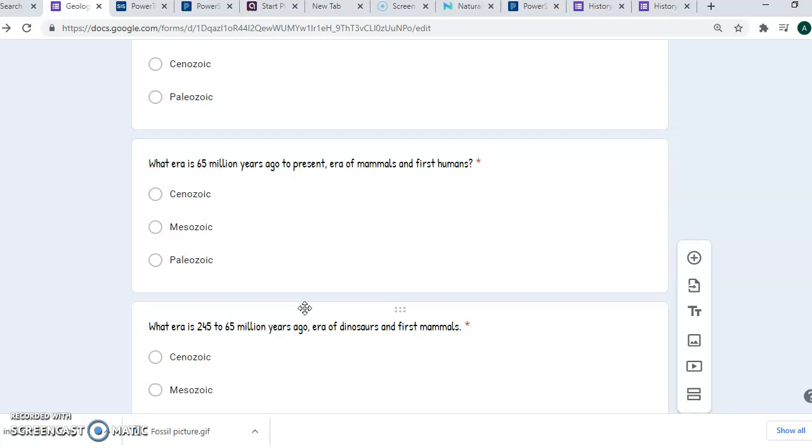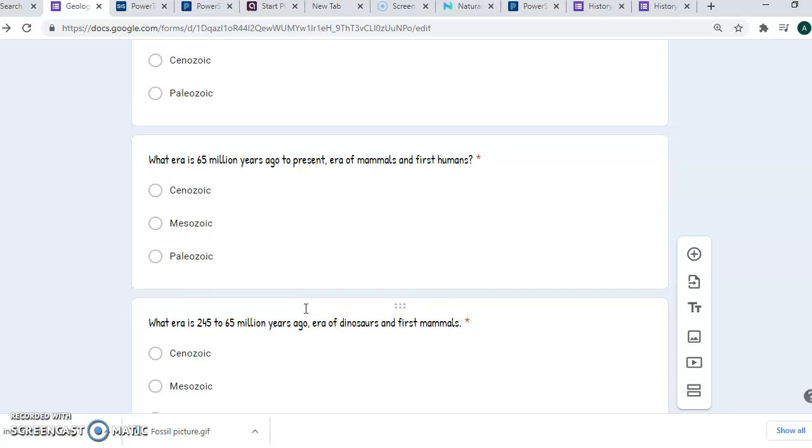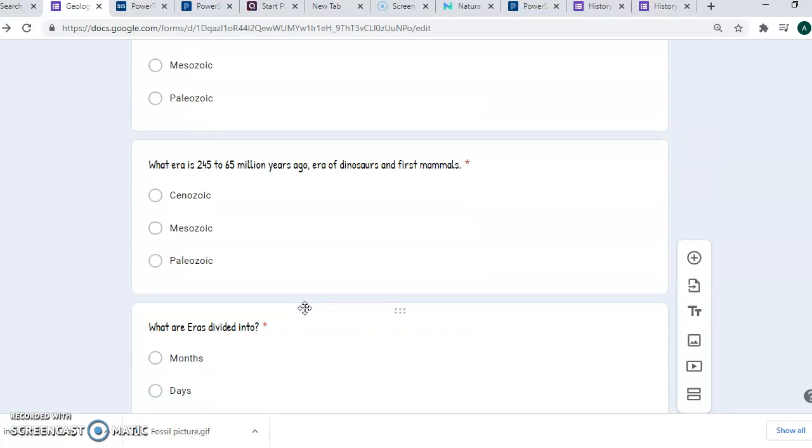What era is 65 million years ago to present? Era of mammals and first humans. Cenozoic, Mesozoic, Paleozoic. What era is 245 to 65 million years ago? Era of dinosaurs and first mammals. Cenozoic, Mesozoic, Paleozoic.